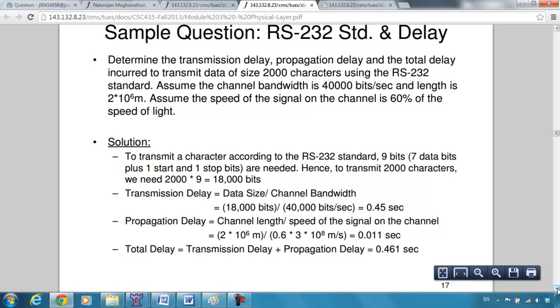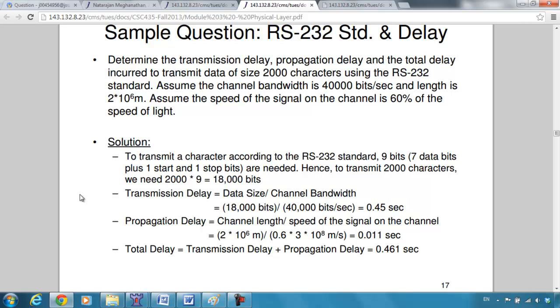Now, also, if you use the RS-232 standard, we have a start bit and a stop bit, right? So, in this case, since you're sending 7 bits per character, you have to also consider the one start bit and one stop bit. So, we have totally 9 bits per character that you want to send. 7 plus 1 start and 1 stop bit. So we want to send 2000 characters. So the total number of bits you'll be sending is 2000 times 9, which is 18,000 bits.